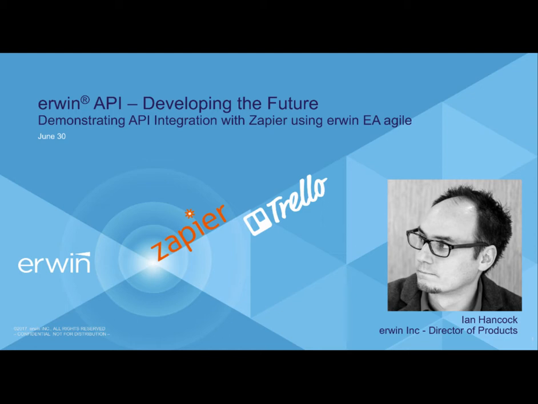EA Agile. In this session, I'm going to show you how EA Agile can integrate into the world of Zapier. Now, for those of you that aren't familiar with Zapier, I'm going to talk a little bit about what Zapier is and what benefits it brings to the table. Then I'm going to walk through a demonstration of how you connect Zapier and EA Agile together so that you can update a Kanban board in EA Agile from the same board in Trello. Anyone not familiar with Trello, I'll do a quick walkthrough of that too.